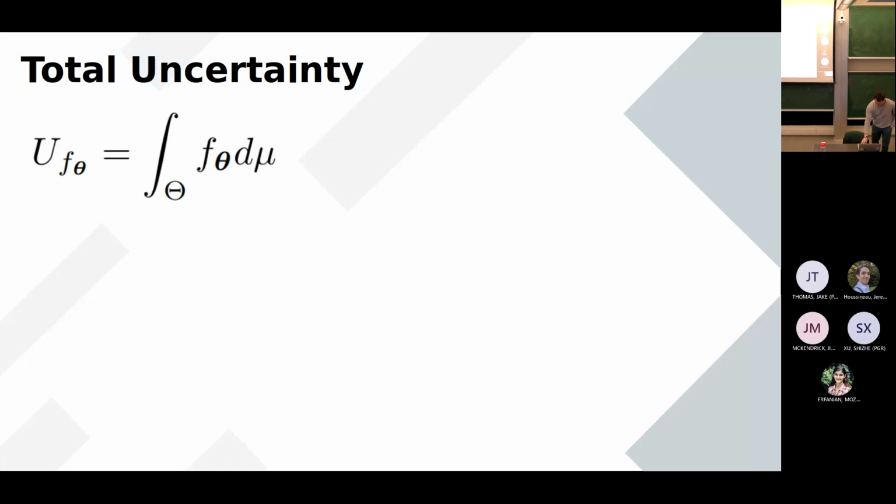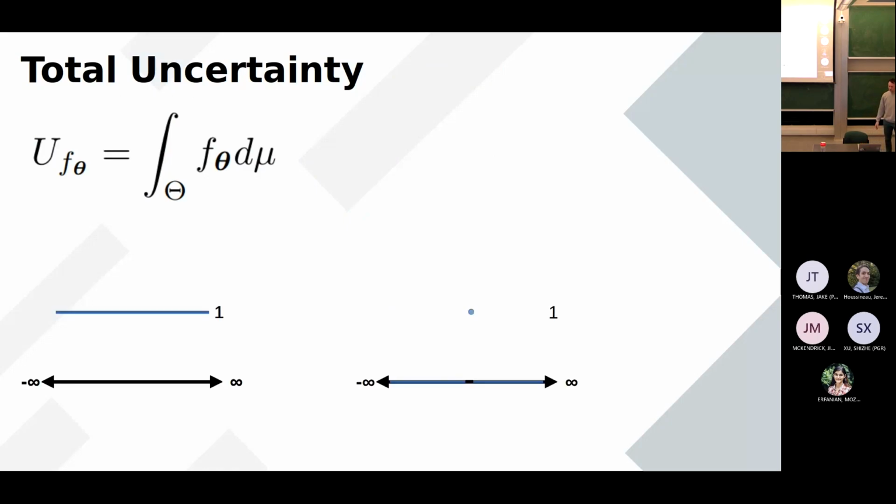Why that makes sense, let's come back to these two examples. If you know nothing, you've got your possibility function, which is 1 everywhere. If you integrate that, that's going to be infinite. So if you know nothing, you have infinite uncertainty. And then another case, if you know everything, so you've got perfect information, if you integrate that function, you get 0. So you have no uncertainty.